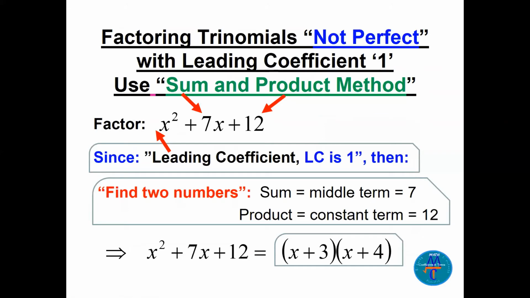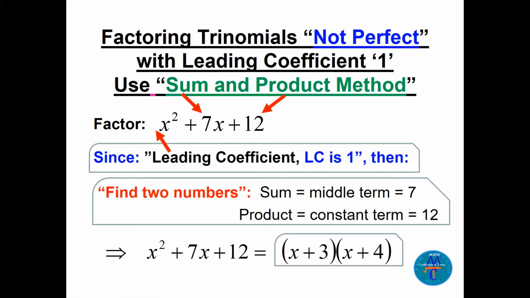Now, this is not perfect. You see, this is big here, not perfect. If the factoring trinomial is not perfect and the leading coefficient is 1, use this method. See the leading coefficient, this one here. It's the coefficient with the highest power, x squared plus 7x plus 12. If this is 1, easy. That's easy. Use sum and product.